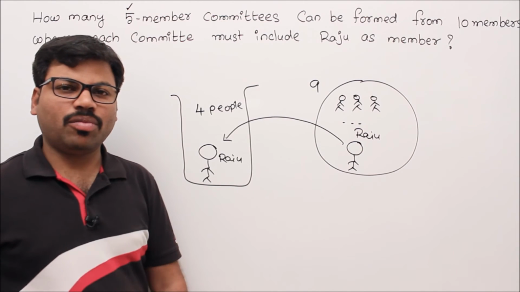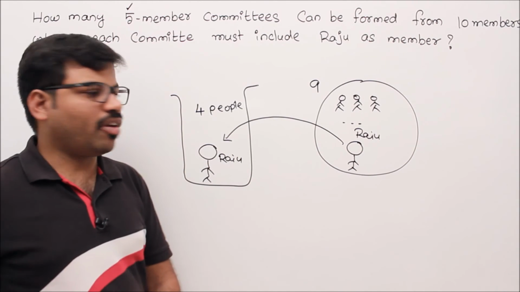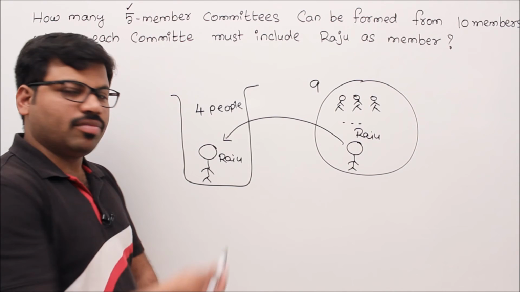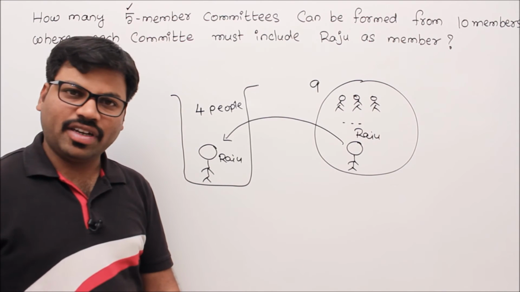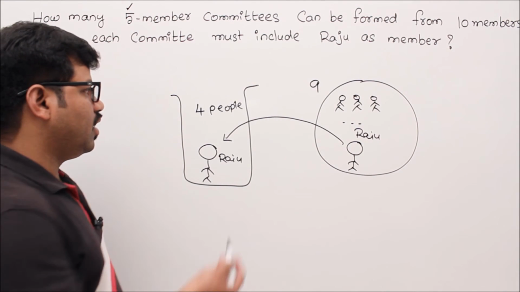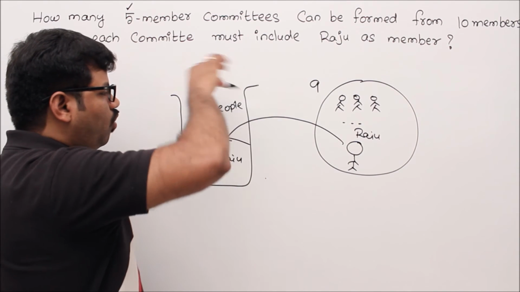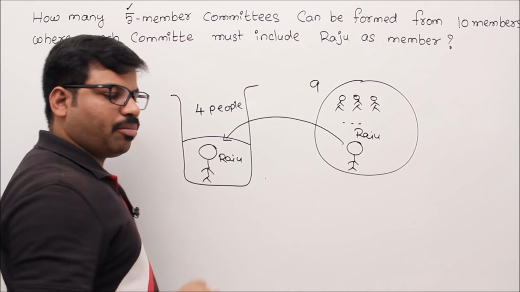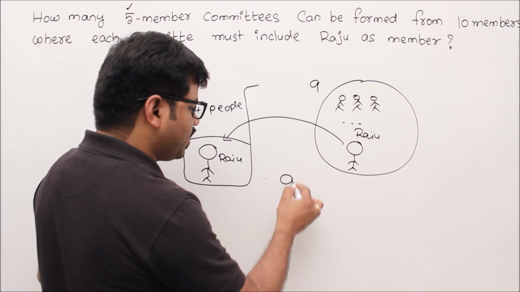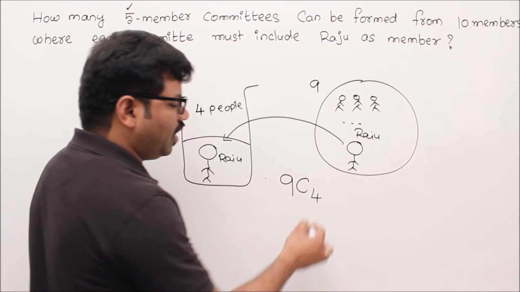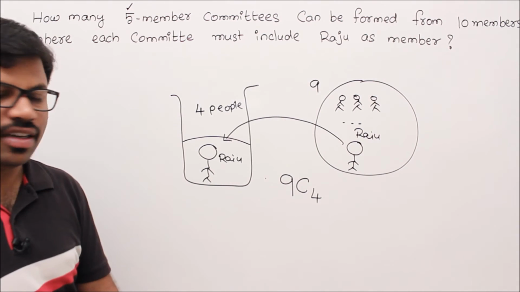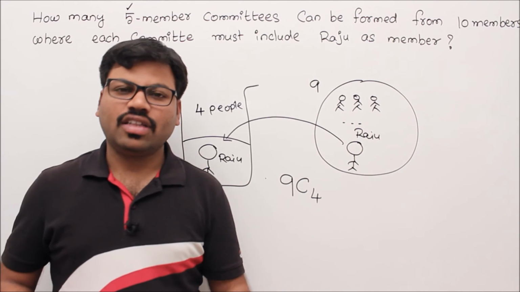So it's a selection problem, because you are taking 4 people from 9 and you are not ordering them. Order doesn't matter in a committee, correct? So the problem is reduced to, after taking Raju, how differently you can take 4 people out of 9. It's a selection problem. We have a formula for that, 9C4, correct or not? So this is a simple solution for this problem.